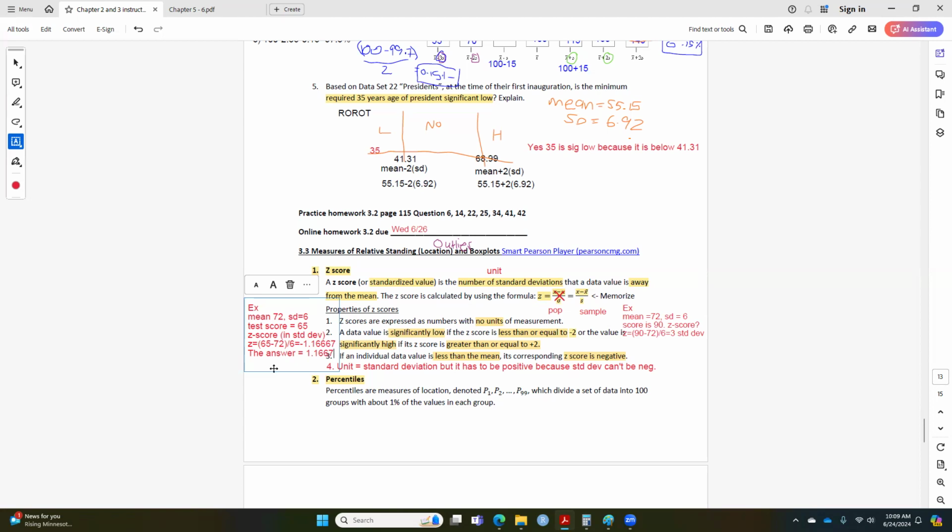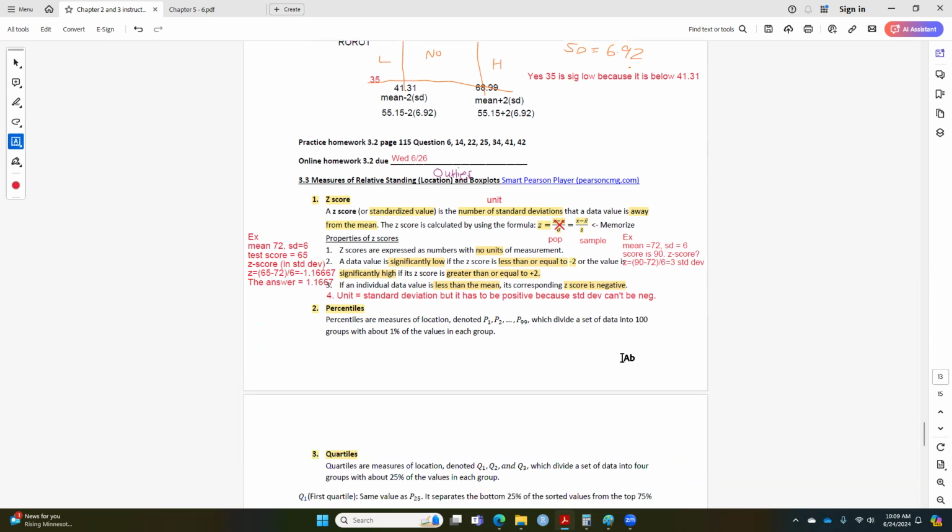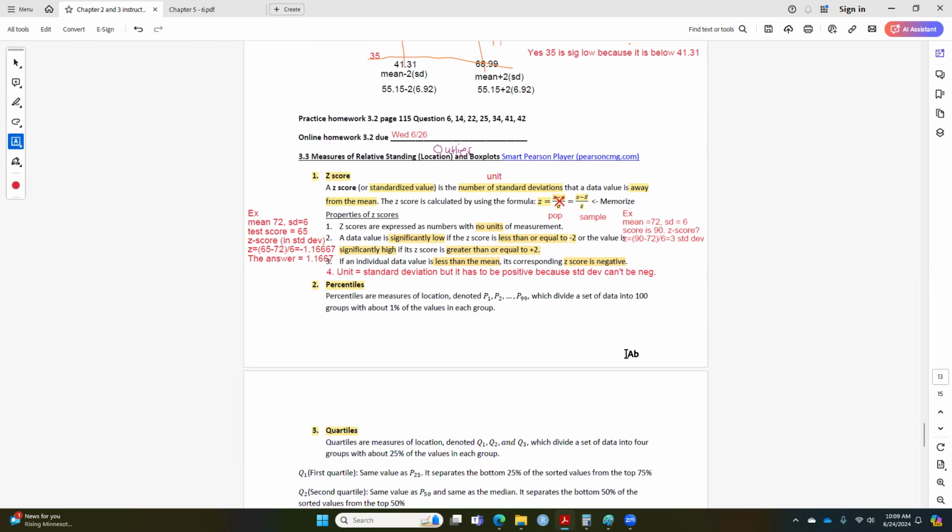So make sure you understand whether a question wants this in standard deviation, or they just want it with no units. If it's no units, then your answer will be negative 1.1667. Otherwise, it is 1.1667 if it's in standard deviation. You will see the first example later on about this question that I mentioned. Okay, we'll talk about the percentiles and quartiles, and then we'll do some examples.